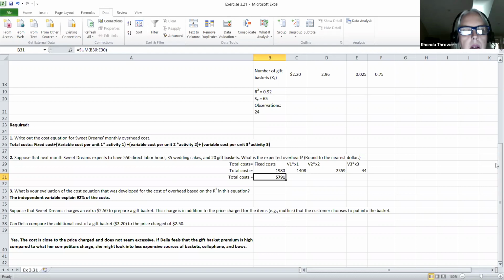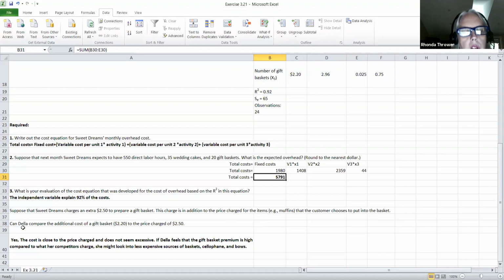And so in the next part of part 3, it says, suppose that Sweet Dreams charges an extra $2.50 to prepare a gift basket. This charge is in addition to the price charged for the items that the customer chooses to put into the basket. So, you know, read your information carefully. I didn't want to take the time to read all of that out loud to you. I think you can do that.